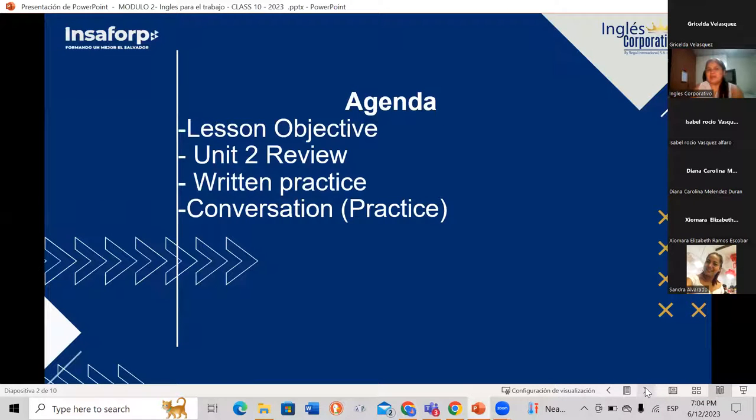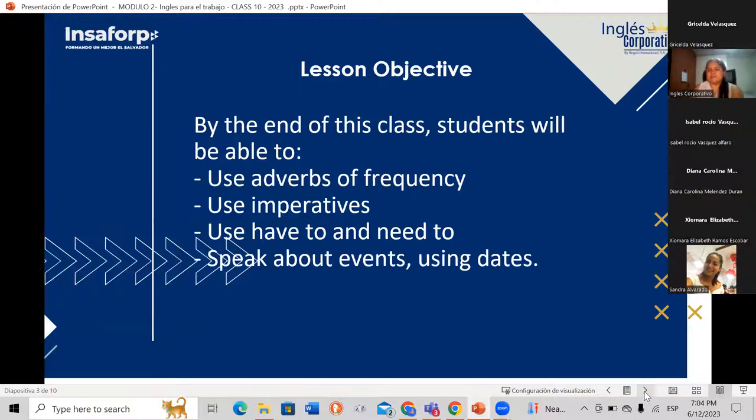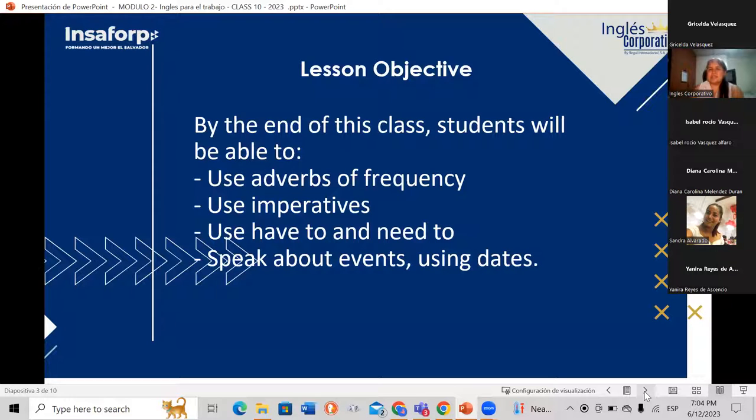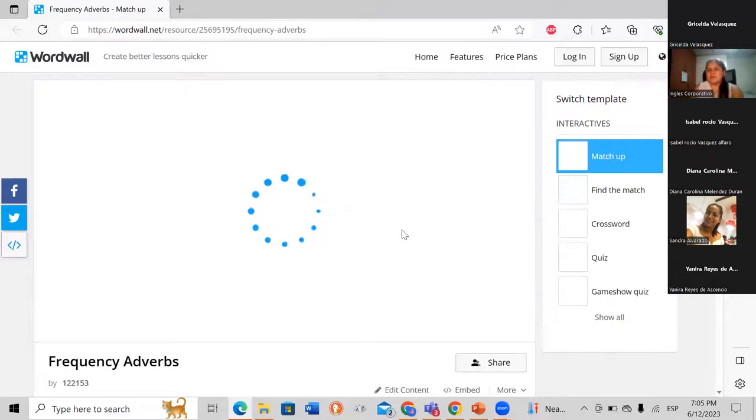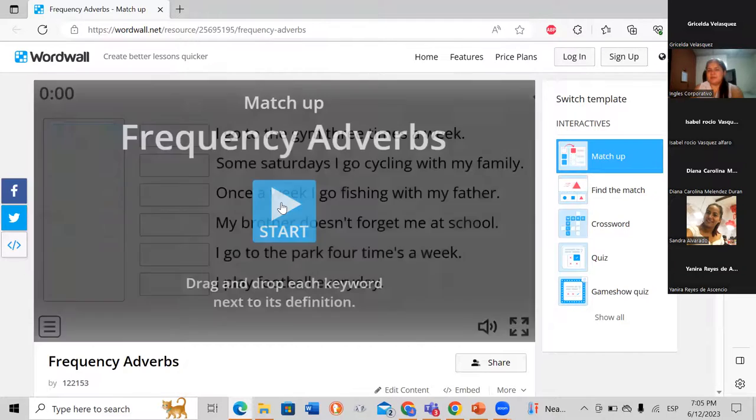Okay, we have the agenda, we have the lesson objective, then we have the unit 2 review, written practice, conversation practice, okay? At the end of this class, a student will be able to use adverbs of frequency, use imperatives, use have to and need to, and speak about events using dates. Basically, those are the topics that we studied last week. I have the first activity related to adverbs of frequency. It is just to review, just to remember what we studied before.